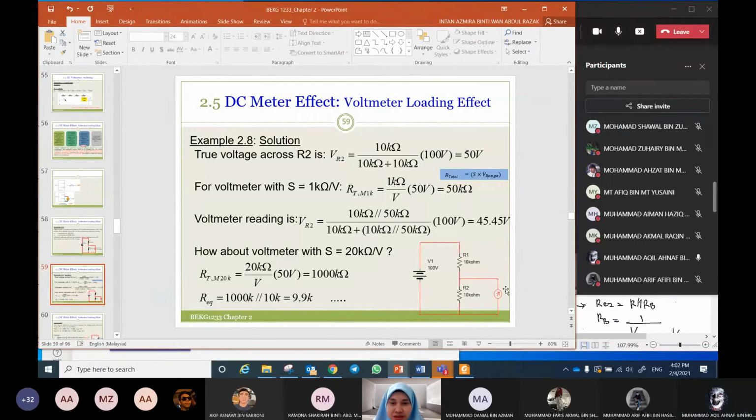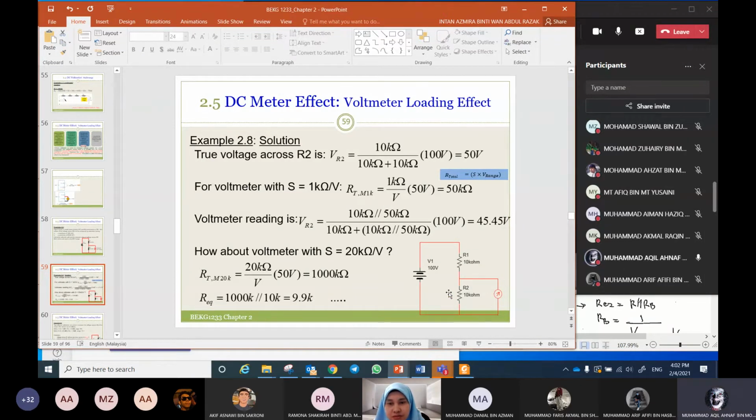Okay, now what is the new R equivalent here? Calculate it now. You have calculator? What is the new R equivalent here now? When we put the first voltmeter at R2 to measure VR2, what is the new R equivalent?